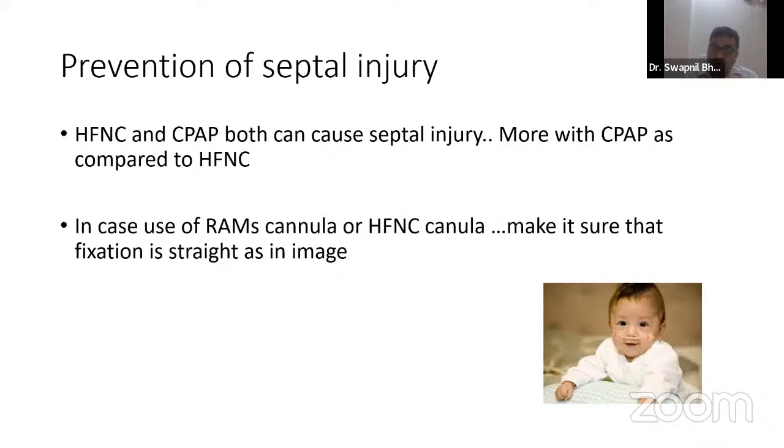In adult patients, there is a different way in which this kind of cannula needs to be fixed. However, in pediatrics, in neonatal babies, they need to be fixed in a completely horizontal fashion, and there should be some amount of gap between the nasal septum and the nasal cannula's edge.